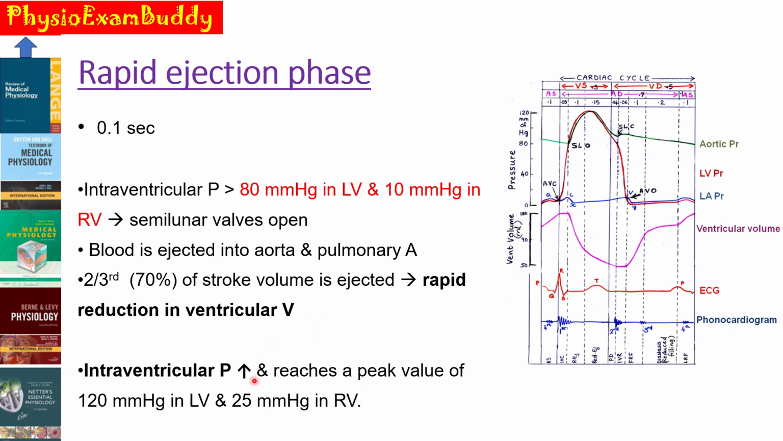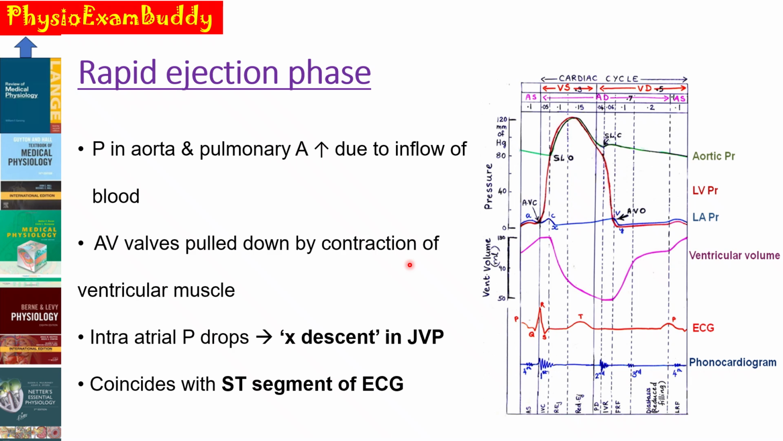Since the ventricles are contracting powerfully, what happens to the intraventricular pressure? It rises and reaches a peak value of 120 millimeters of mercury in the left ventricle and 25 millimeters of mercury in the right ventricle. You can see here that as the ventricles contract, the intraventricular pressure increases, and the left ventricular pressure reaches a maximum of 120 millimeters of mercury. Simultaneously, the pressure in the aorta and the pulmonary artery also rises because of the ejection of blood into these vessels.